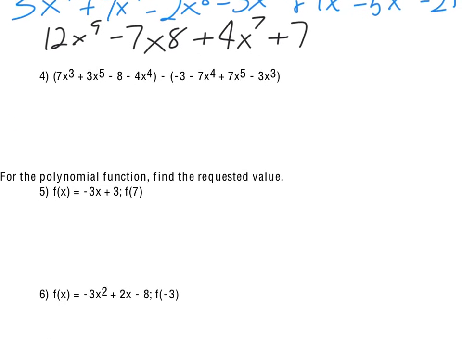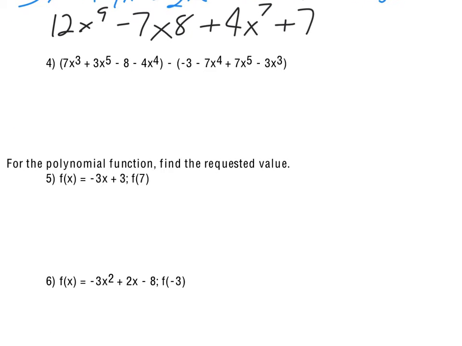For number 4, we're looking at subtracting. So I need to switch the signs on each of the terms in this polynomial. Again, I like to start with the highest degree, so I have a 3x to the 5th to start with. And I have a minus 7x to the 5th. My next highest degree is x to the 4th, so I've got a minus 4x to the 4th. And then here I've got minus a minus, so that ends up being plus 7x to the 4th.